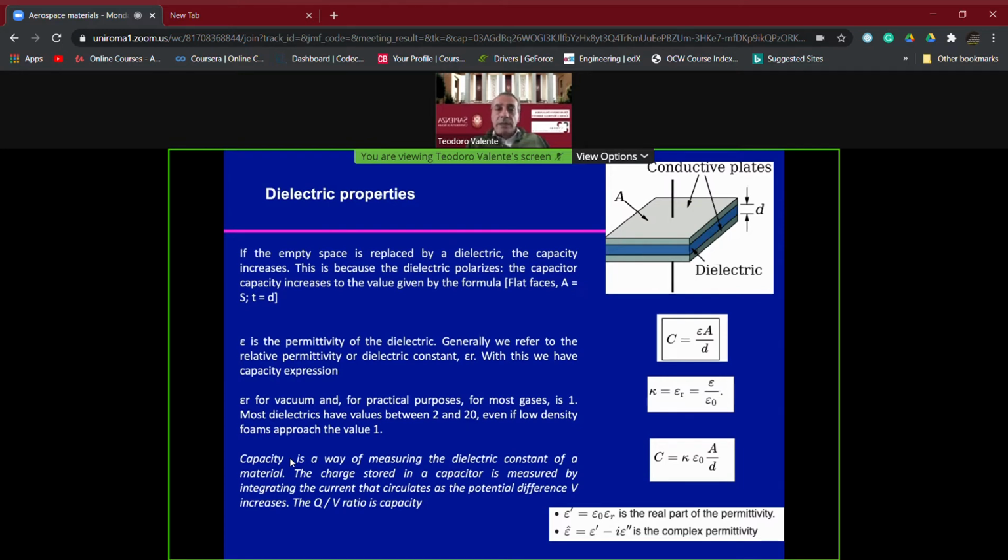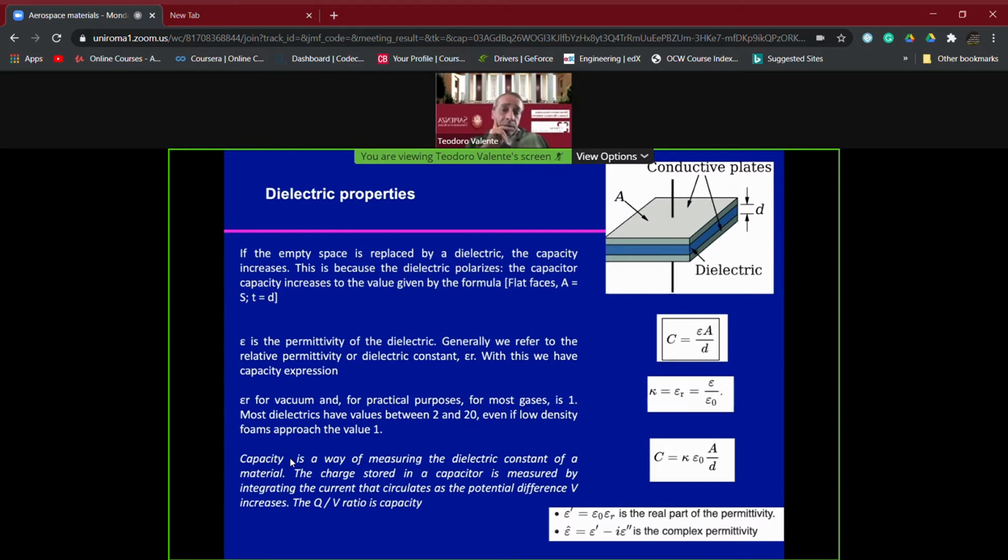C, which is the capacity, is given by the ratio between the permittivity epsilon of the dielectric multiplied by the surface of the flat faces of the condenser itself, and the distance, that is the thickness of the dielectric material which is put inside the capacitor. So the equation is very simple. And here we have the permittivity of the dielectric, which is a property of the dielectric itself.